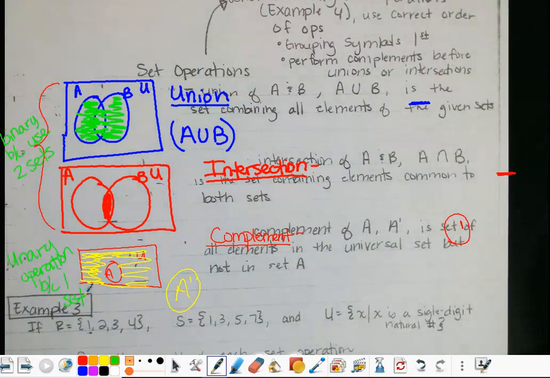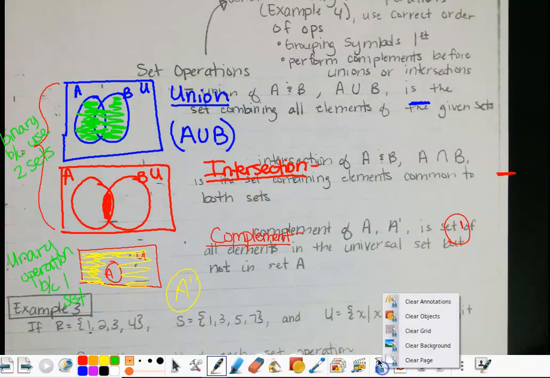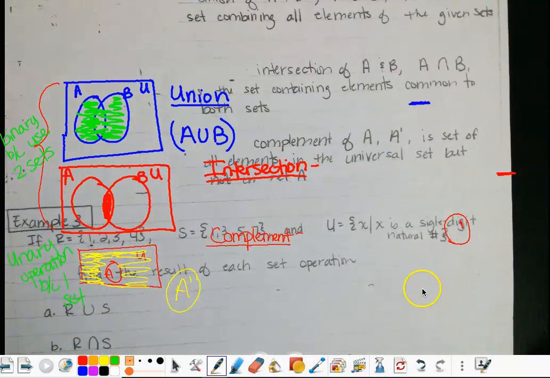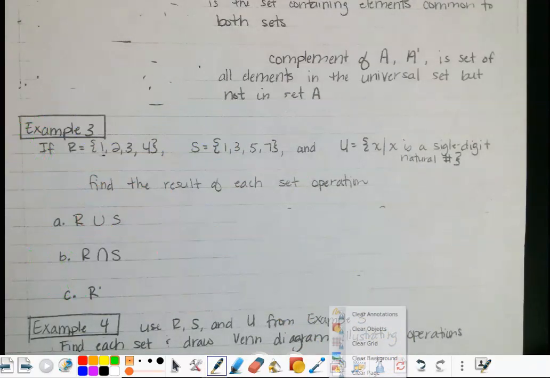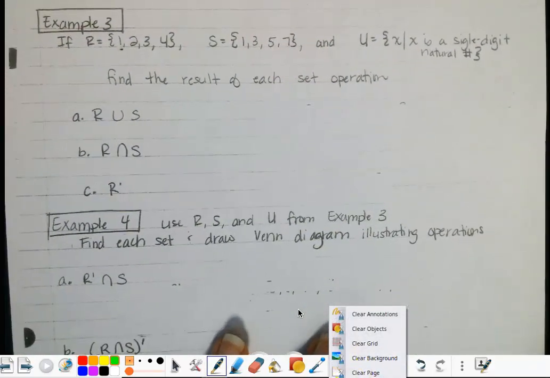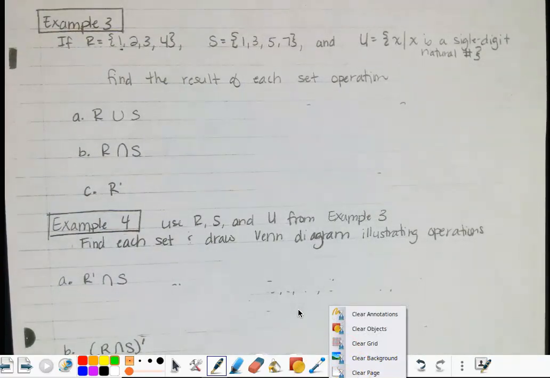Okay. So, let's go on to the rest of it. So let's do some examples. There it goes. Okay. So let's look at some examples. All right. So example 3 says if R, set R is 1, 2, 3, and 4, set S is 1, 3, 5, 7, and U stands for the universal set, is X such that X is a single-digit natural number. Find the result of each set operation.